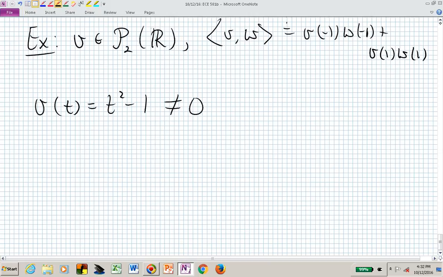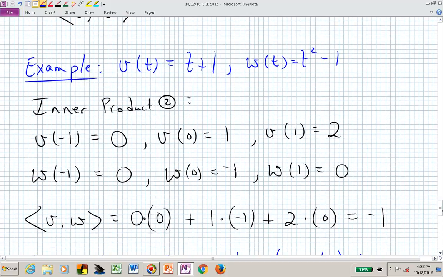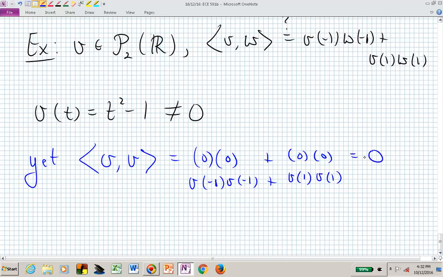Yet, what happens when we look at this potential inner product applied to V itself? Then we have V of minus 1, which actually before this was our W, wasn't it? So V of minus 1 is 0, and V of 1 is 0. So here we have 0 times 0, that's V of minus 1 times V of minus 1, plus 0 times 0, which is V of 1 times V of 1. And that's 0, and V wasn't 0. So that particular 2-point inner product on P2 is not valid.